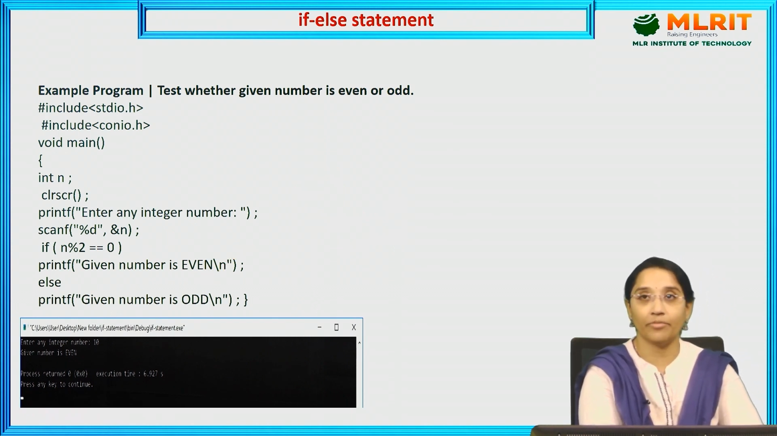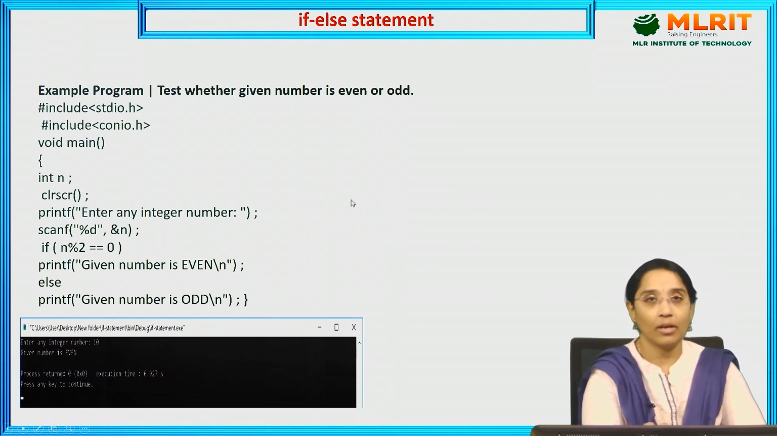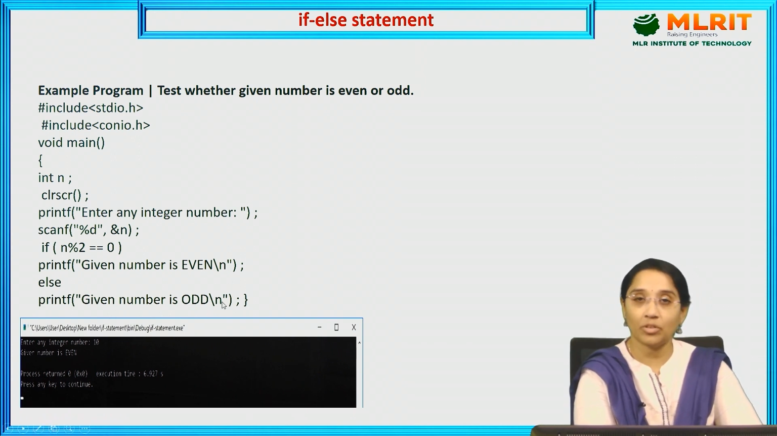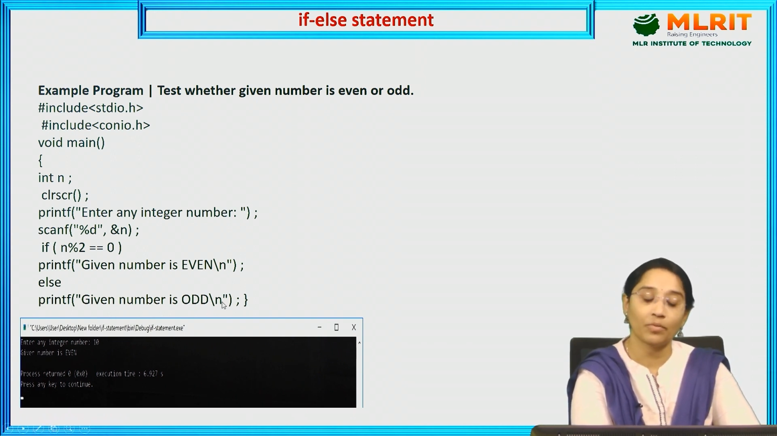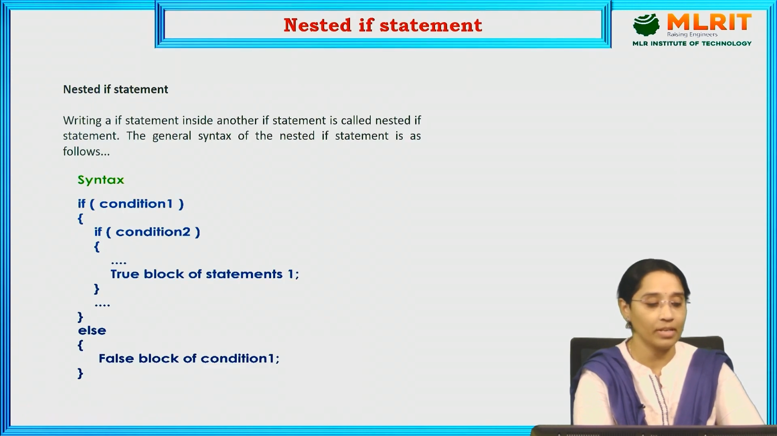So this is if else. If else has a true block and a false block. Based on the condition given, either the true block will execute or else the false block will execute.